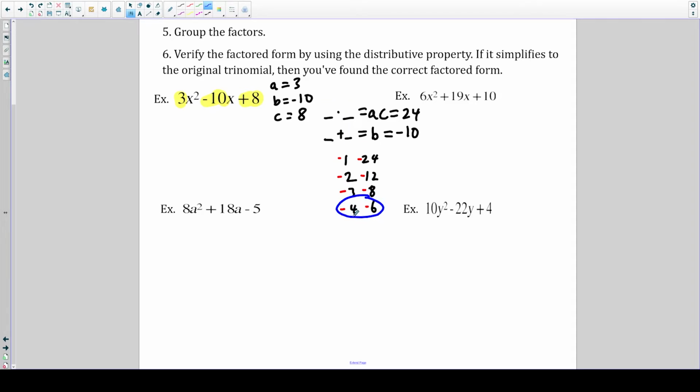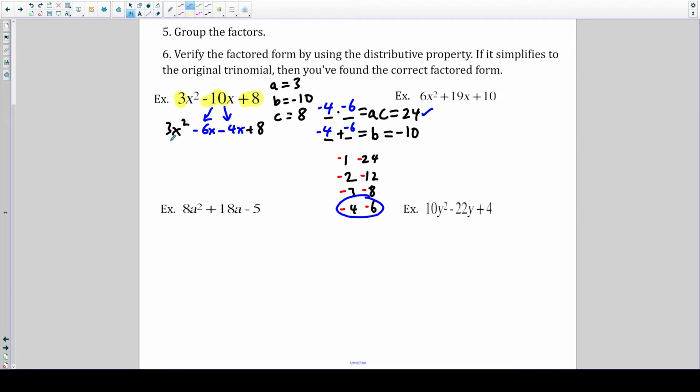So we can go ahead and write our factor pair down here. -4 times -6, does it give me +24? Yes, it does. And -4 plus -6, does it give me -10? It sure does. So what we're going to do with these two numbers is we're actually going to use that to decompose or break apart this negative 10x into negative 6x and a negative 4x. And we're going to leave the 3x squared and the positive 8 as is. So you can see, again, we've broken down this negative 10x using the two numbers that we found in this step.